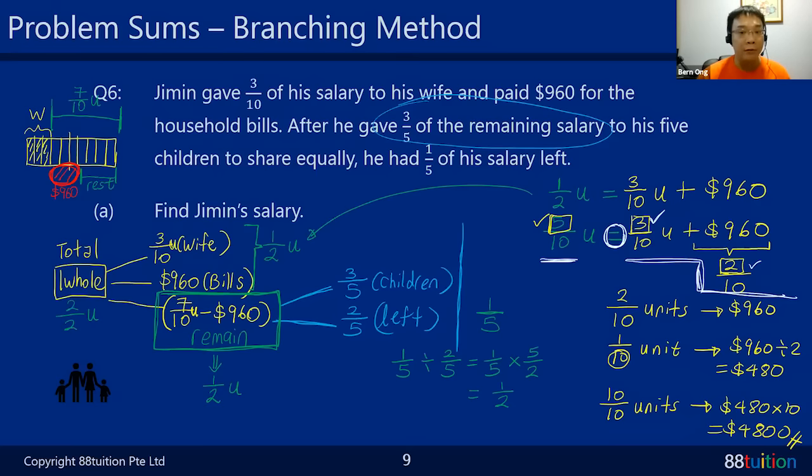Go and find 1 over 10 first. Always look for one unit. Then after that, go and find your 10 over 10, which represents one whole. Isn't that what the question is looking for?